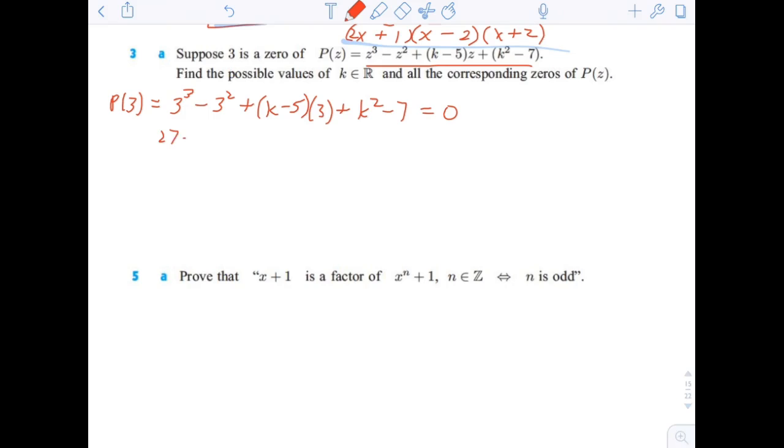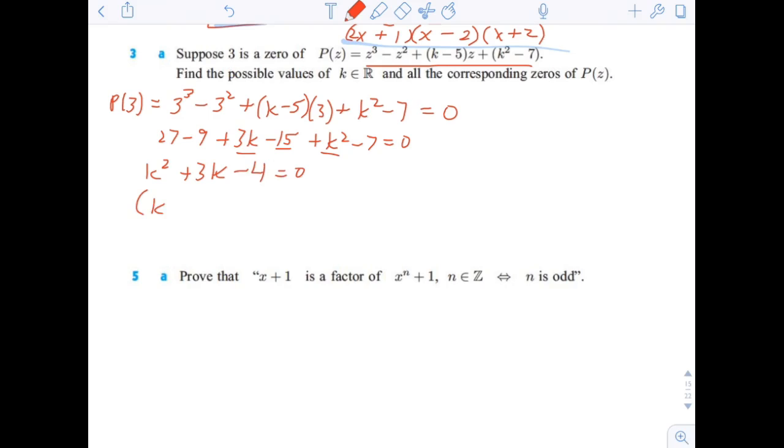Okay, now let's solve. So 27 minus 9 plus 3k minus 15 plus k squared minus 7 equals 0. So let's reorder: k squared plus 3k. Let's add all the other terms together. 27 minus 9 is 18. 18 minus 15 is 3. 3 minus 7 is -4.